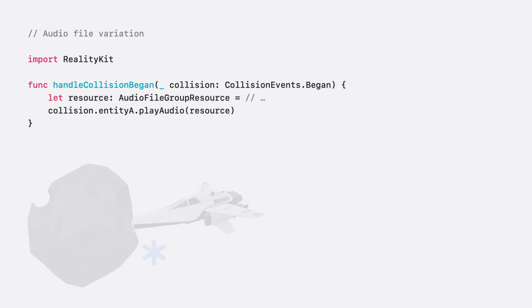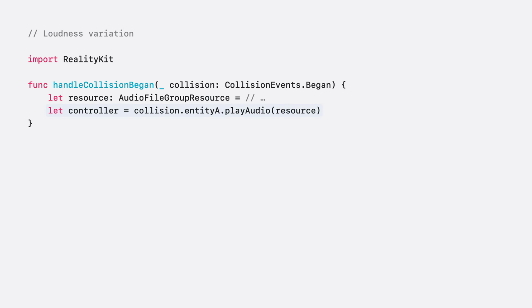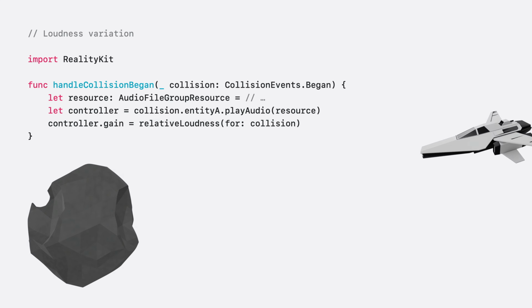The spaceship and the asteroids are very dynamic. They can move fast and slow, and so when they collide, the loudness of the collision sound should be representative of the impact. As we did when we faded in the vapor trail audio, I will retrieve the audio playback controller from the call to entity.playAudio. Then I will set the gain of the audio playback controller to a level computed from the velocities of both entities. This ensures that when the two objects collide head-on at high speed, the collision sound is powerful.